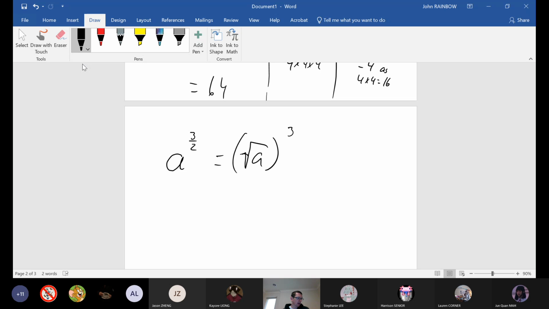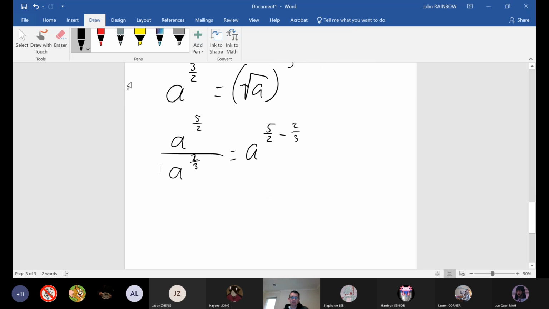Some other things that you might find, I suppose, a little bit trickier. You might have a to the power of 5 on 2 divided by a to the power of, whoops, that's d, divided by a to the power of, let's go with a 2/3, and I'll ask you to simplify this. And you might be like, what? But don't forget, when we divide, we subtract the indices. So that's a to the power of 5 on 2 minus 2 on 3.